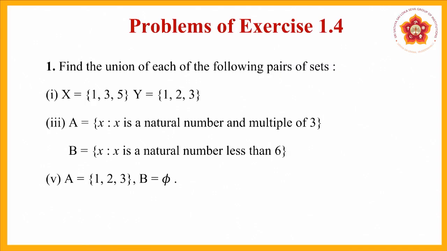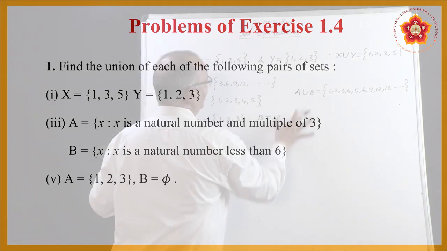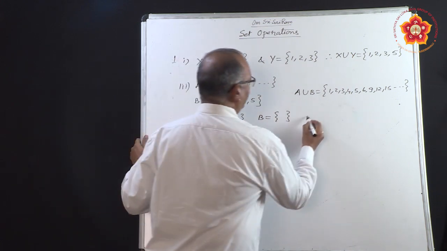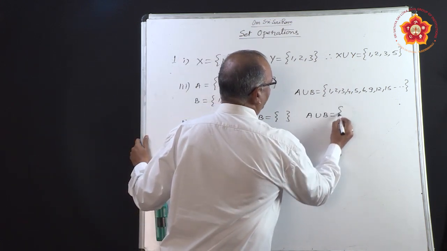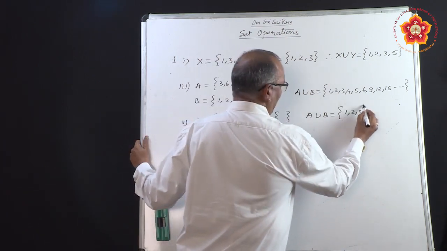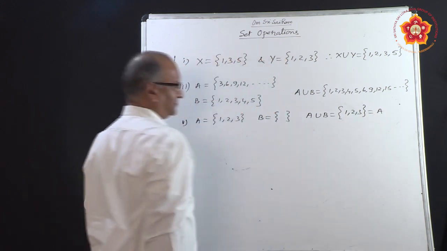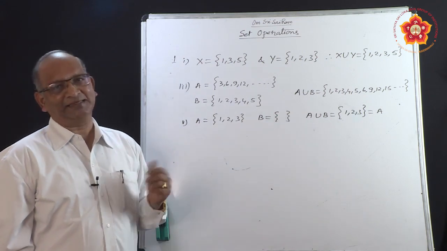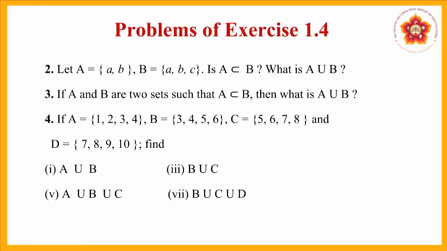Next problem. Third one, he says A contains 1, 2, 3. And B is nothing but a null set. Null set means, in other terms, it has no element, empty set. So what is their union? A union B. The elements which are in A, no element is there in B, no element is common. So the answer is A itself. A union B is A itself. Why? Because B is a null set. Let us move to the next problem.